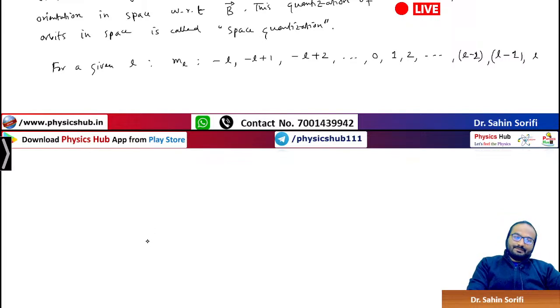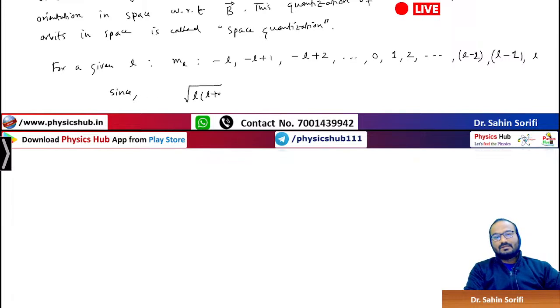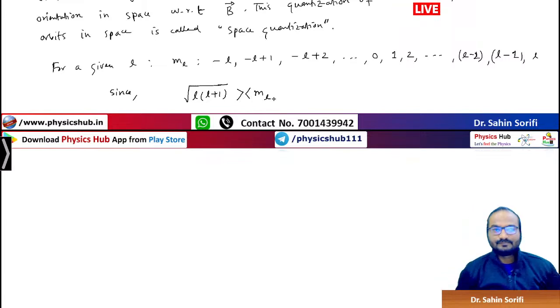Now, as you can see, root over L into L plus 1, will it be greater than ML or less than ML? Can you tell me? Will it be greater than ML or less than ML? Which one? Tell me.